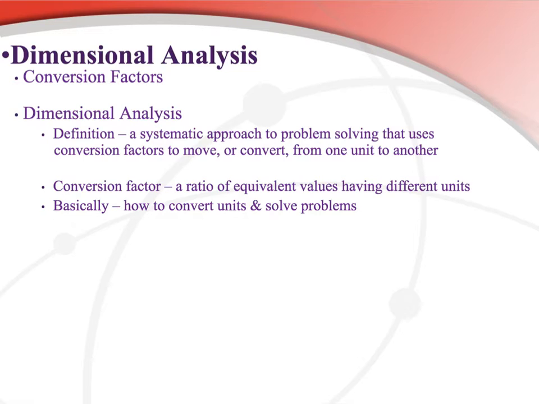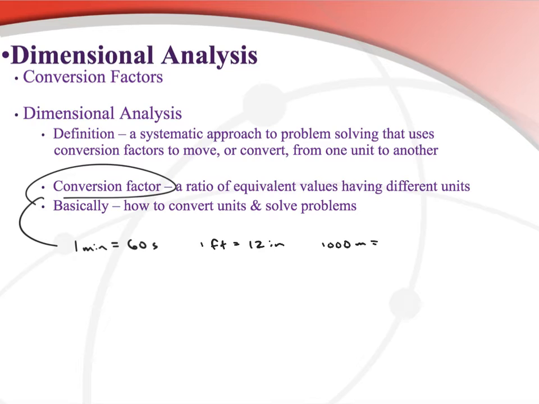A conversion factor is basically a ratio of equivalent values having different units. An example of a conversion factor might be 1 minute is the same thing as 60 seconds. We would agree that those are the same amount of time, even though the unit is different. Or you might say, 1 foot is 12 inches. Or, since we're starting to use the metric system, 1,000 meters is the same as 1 kilometer. Basically, they're a ratio where the values are the same.